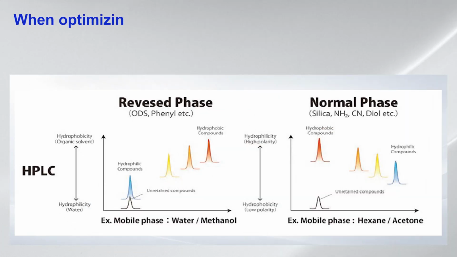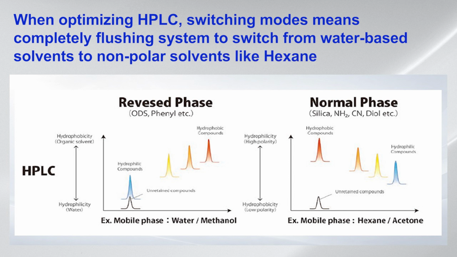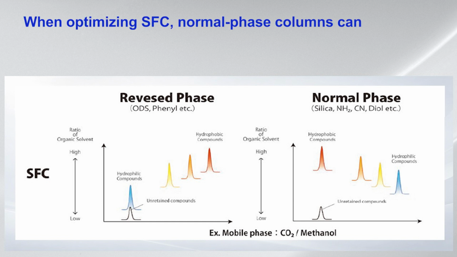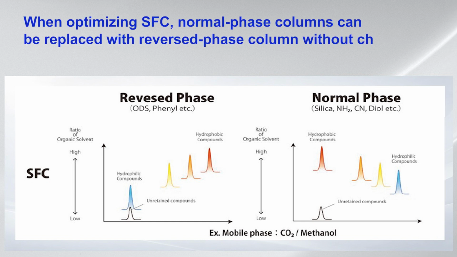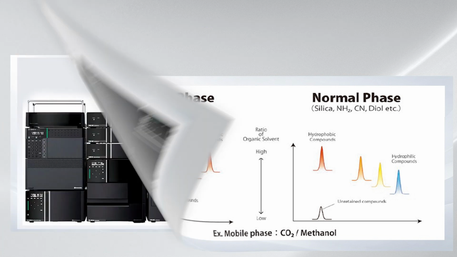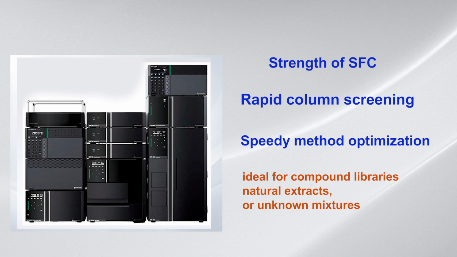When optimizing HPLC, switching modes means completely flushing your system to switch from water-based solvents to non-polar solvents like hexane. When optimizing the mobile phase and stationary phase for SFC, normal phase columns can be replaced with a reversed phase column without changing the type or composition of mobile phase or modifier. This highlights a major strength of SFC: rapid column screening and speedy method optimization. It is ideal for compound libraries, natural extracts, or unknown mixtures.